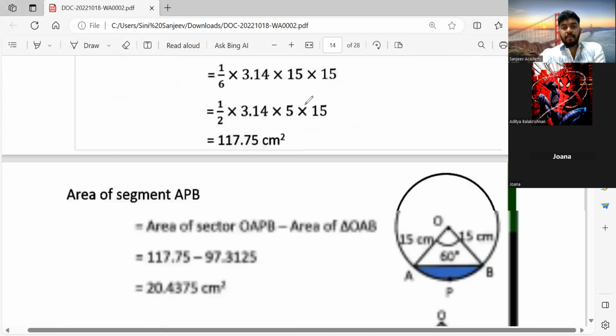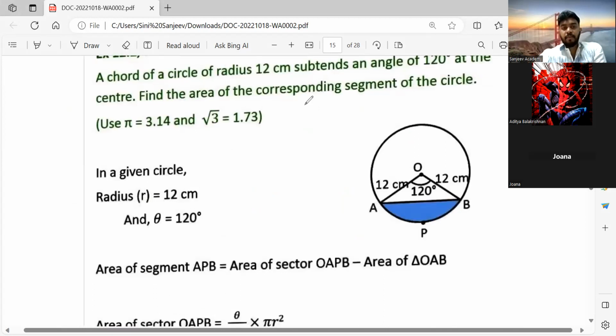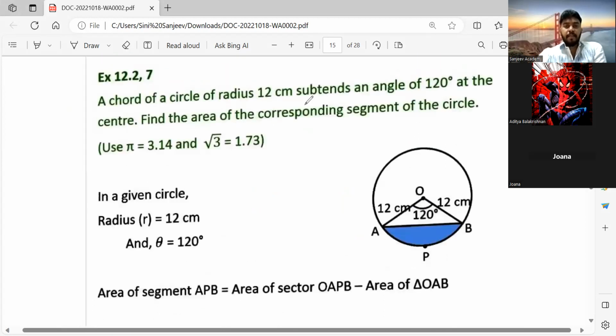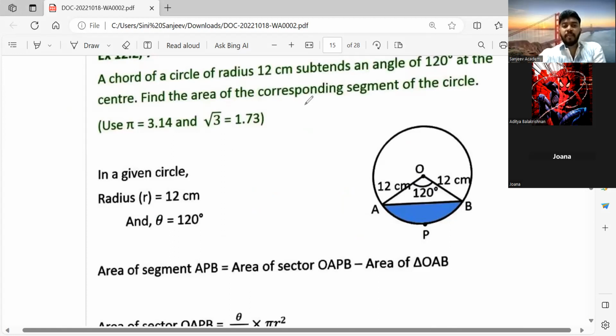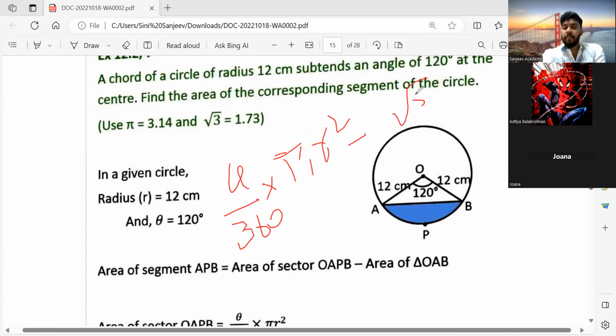Let me see if anything different is there. See, again this question is also the same. A chord of a circle subtends an angle of 120 degree. Theta by 360 into pi r square minus root 3 by 4 into side square. What is side square here? 12 square. That's all. Simple substitution. Theta is 120 degree.